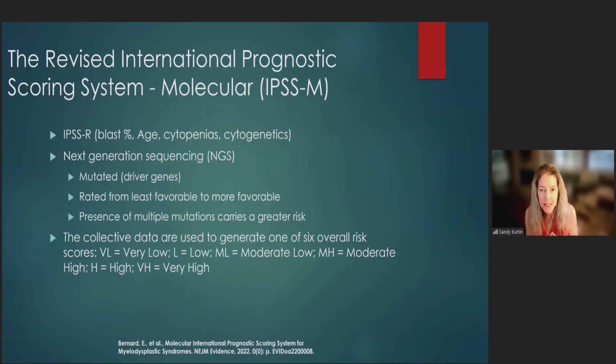Now we have the IPSS-M, and there's a lot of information at the meeting about all of this amazing work. It's taking into consideration IPSS-R, but now we're going to do our next-gen sequencing and look at these driver mutations and categorize them as very low, low, moderate, high, and very high.